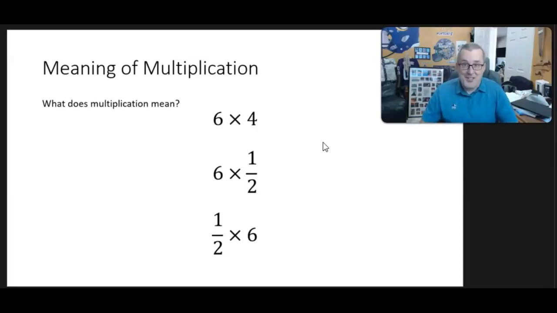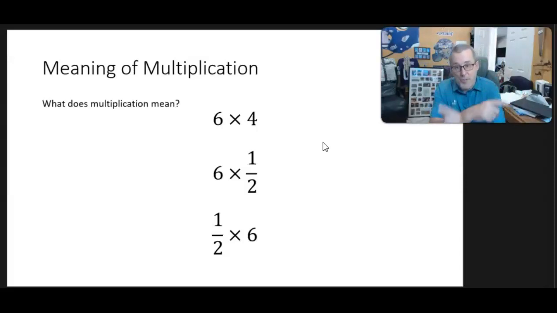Then if you get to fractions, let's see if that persists. 6 times a half means take 6 and add it a half a time. Do you see the dilemma? It gets a little more awkward to take 6 and add it a half a time. I can take 6 and add it 4 times. It's hard to take 6 and add it just a half a time. How do you add something only a half a time?